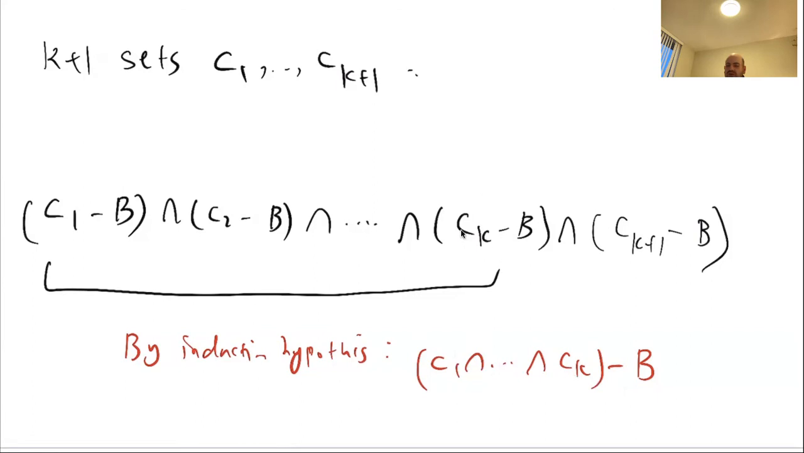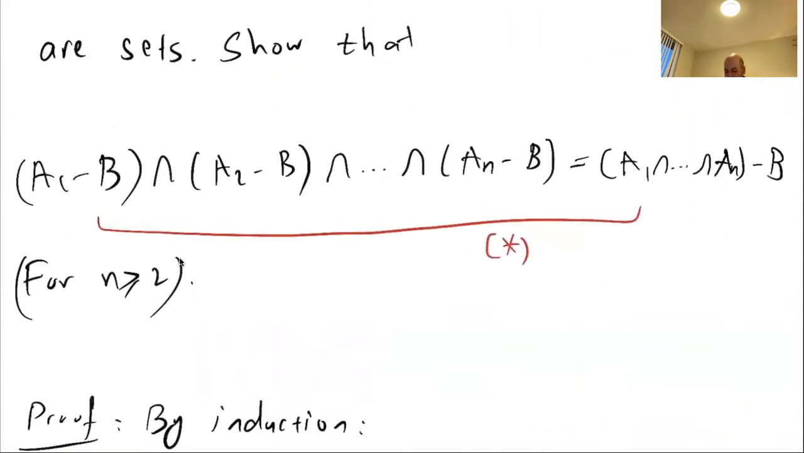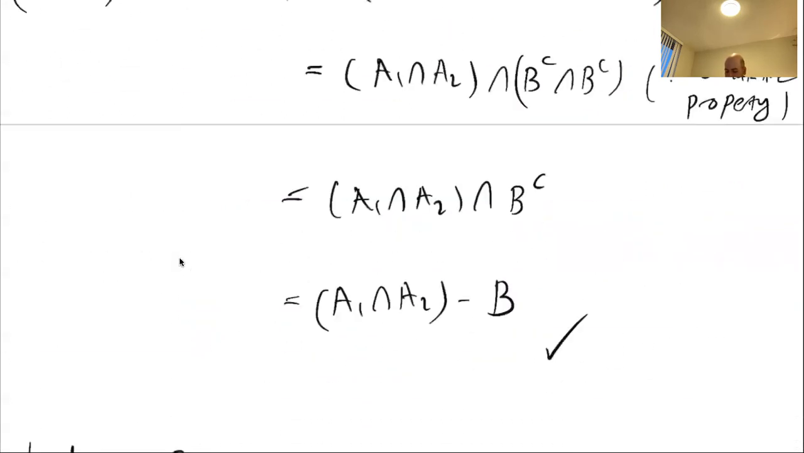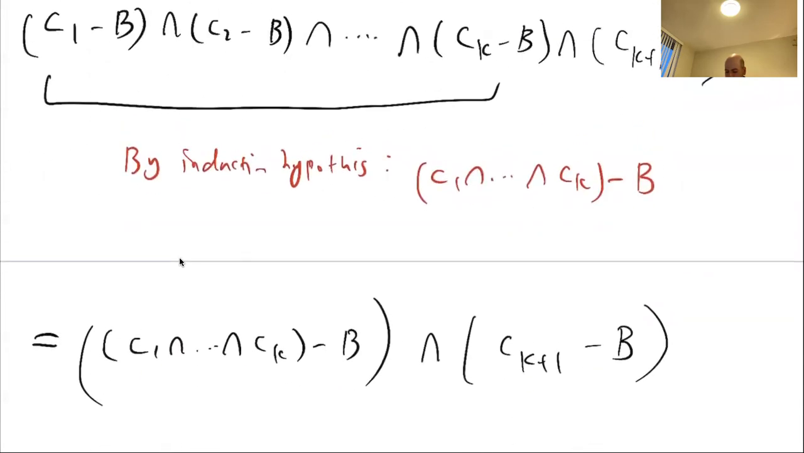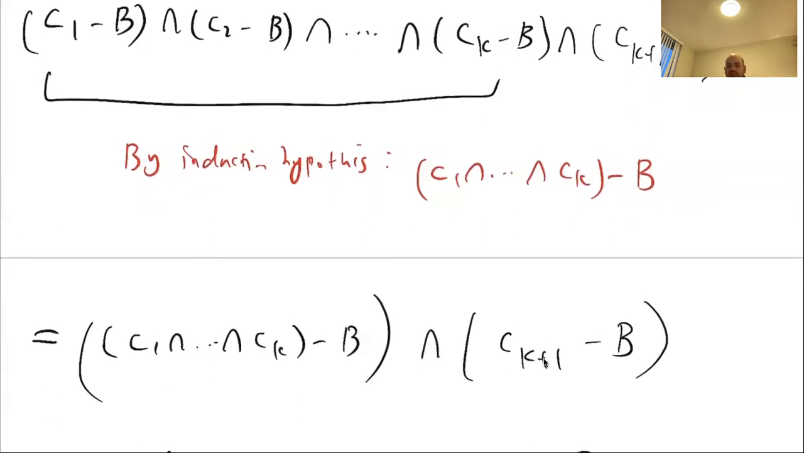So this is the equality star, which is what we want to show for any k, and which we are already assuming as part of the induction hypothesis. The induction hypothesis assumes that this equality holds for any k sets. So (C1 minus B) to (Ck minus B) can be written as (C1 intersection to Ck) minus B. So the first part is (C1 intersection to Ck) minus B, then intersected with (C(k+1) minus B).